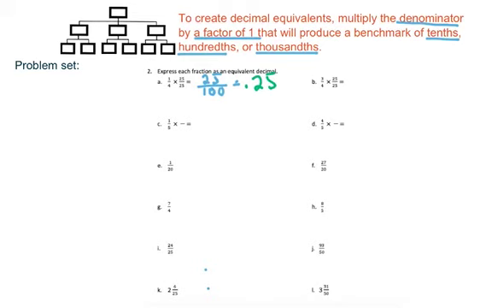If I look at B, now I have 3/4, but I have that same denominator. I have 4 here and I have 4 over there. So I know that if I have a denominator of 4, I'm going to multiply by 25. So 3 times 25 ends up being 75 over 100. And if I write that as a decimal, I'm going to get 75 hundredths.